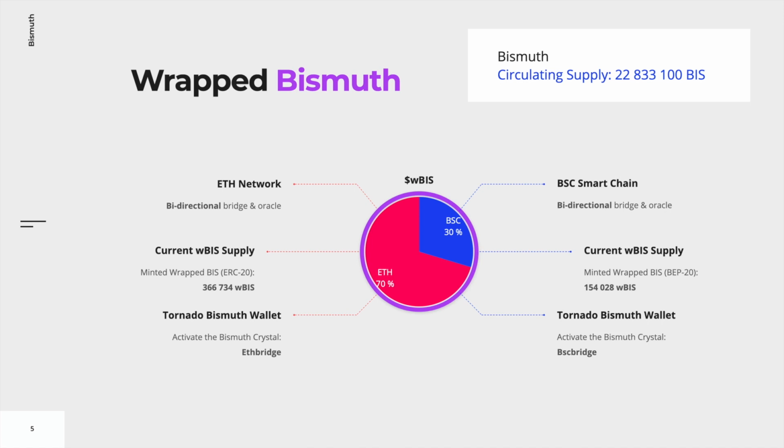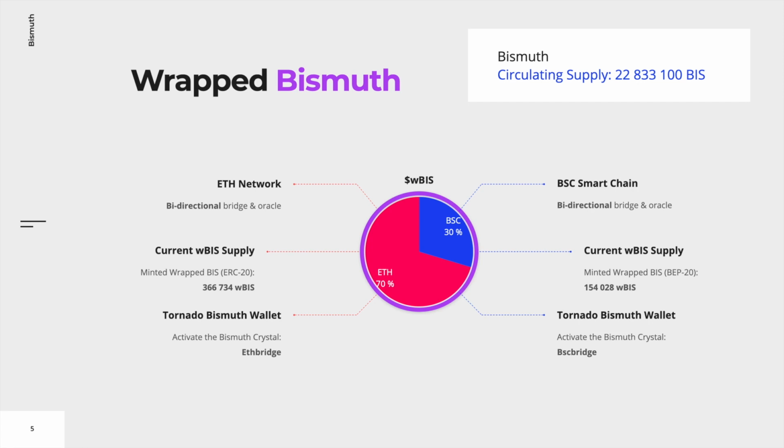Since ETH and BSC use the same crypto address scheme, you could potentially use the same address for storing WBIS on both networks. But such a setup could get really confusing fast. As a rule of thumb, always check which network you're operating on. Now, if we take a look at the slide, you see that the circulating supply is around 22.8 million Bismuth, including wrapped Bismuth for both networks.